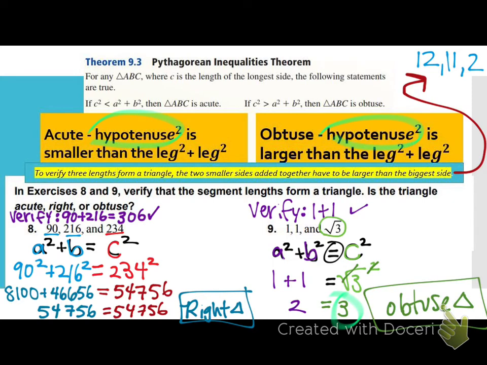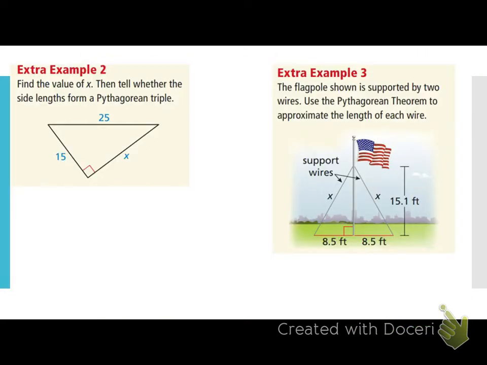Good. So that was the last property. From here we just review what we learned yesterday. On the next page. Find the value of x, then tell whether you have a Pythagorean triple.